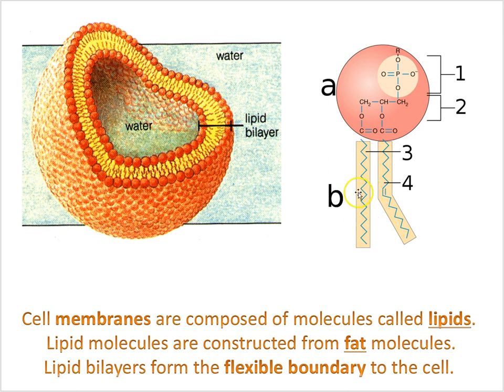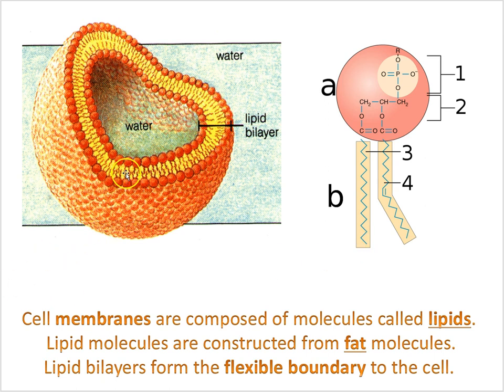The tails are long chains of carbon atoms. So every time there's a little kink there, that's a carbon atom connected to another carbon atom in a chain. But remember, carbon atoms tend to make 4 chemical bonds. What they're not showing you here is that each carbon atom also is bonded to 2 individual hydrogen atoms. So we have a hydrocarbon chain. That's what a fat molecule is.